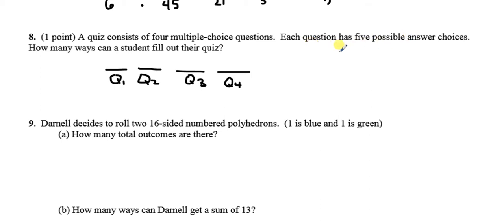5 possible answer choices. So in other words, we can choose A, B, C, D, or E. Sorry, once again, sometimes this looks a little sloppy with my mouse. So you have 5 choices. I have 5 choices for question number 1, 5 choices for question number 2, 5 choices for question number 3, and 5 choices for question number 4. That's 5 times 5 times 5 times 5, which equals 5 to the 4th power.